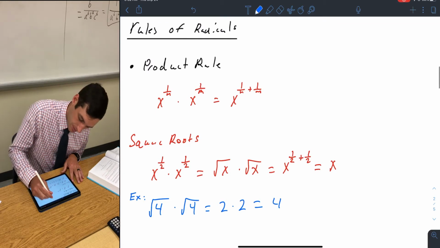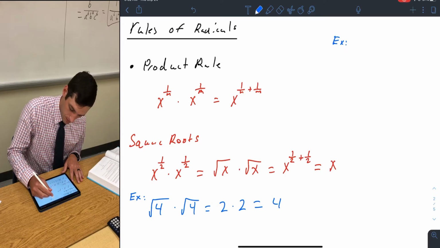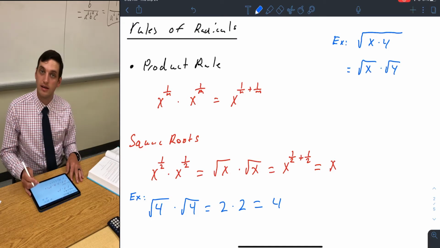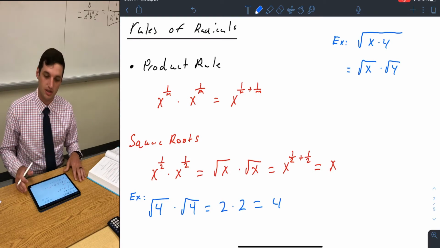So here's another example. Let's take the square root of, let's say, x times y. Well, this is equal to the square root of x times the square root of y. So under multiplication, we can separate these into different square roots, and this comes in handy.